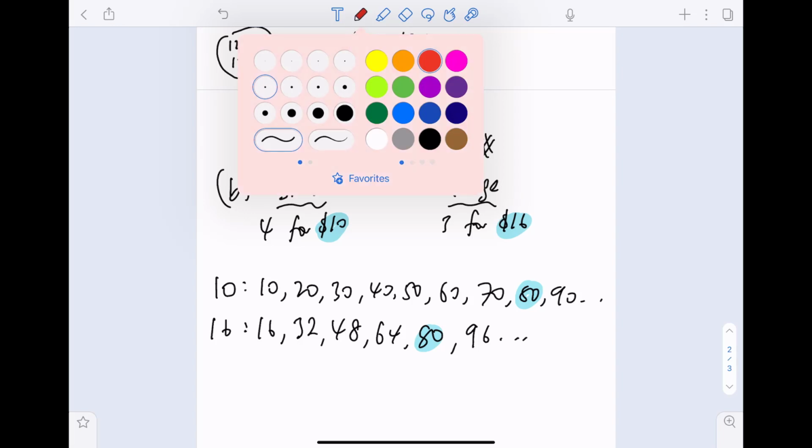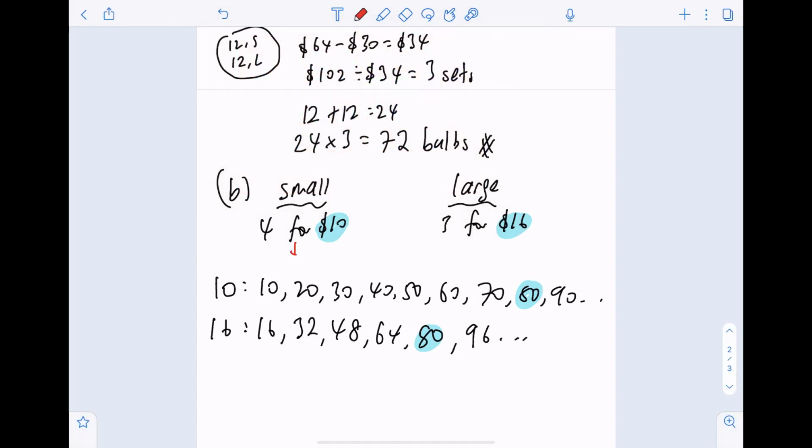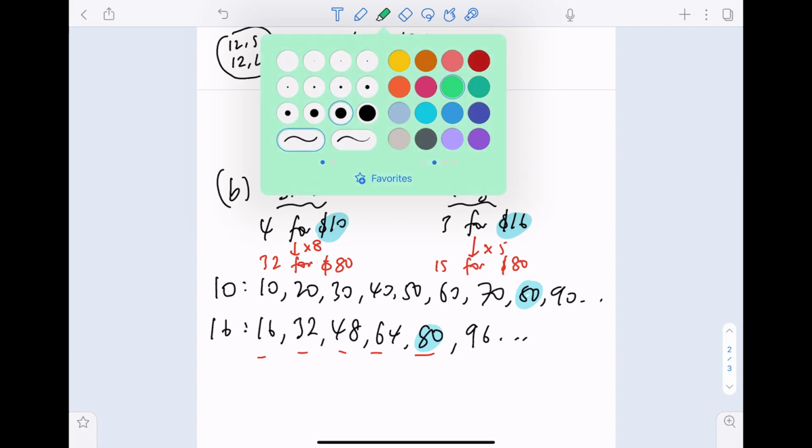Okay, so how do we achieve 80? From $10, we times by 8. So we get 32 small light bulbs for $80. From 16, we need to times by 1, 2, 3, 4, 5 to get 80. So 3 times 5 is 15 light bulbs, 15 large light bulbs for $80.